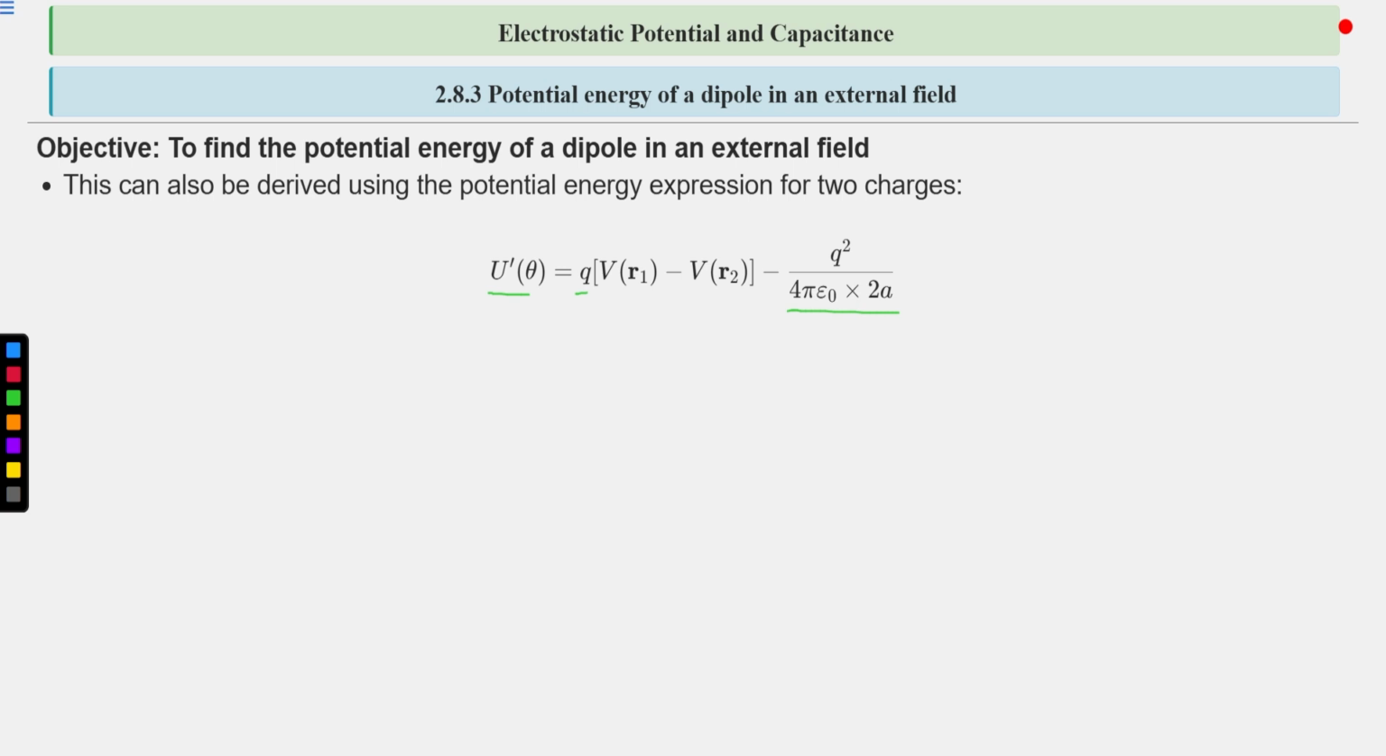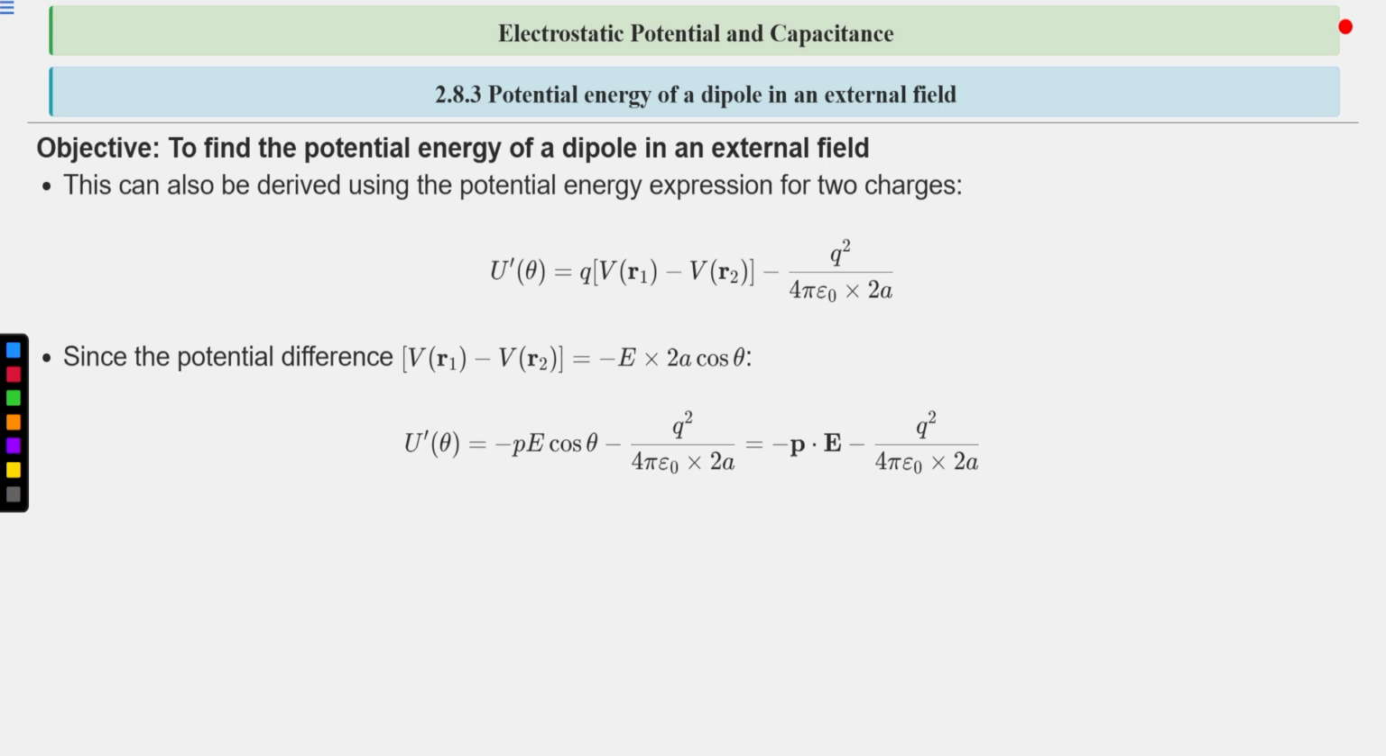We have done this topic, the electrostatic potential energy of a two charge system in an external field. This is the expression for that. Now the potential difference V r1 minus V r2 is equal to E into 2a cos theta. What is this? This is potential difference equal to E into dl, the relation between electric field and potential, delta V equal to minus E into delta L. The perpendicular distance between both charges is 2a cos theta, as I mentioned earlier. So put this value in. This will become minus P E cos theta minus q square upon 4 pi epsilon naught into 2a, that is minus P dot E minus q square upon 4 pi epsilon naught into 2a.